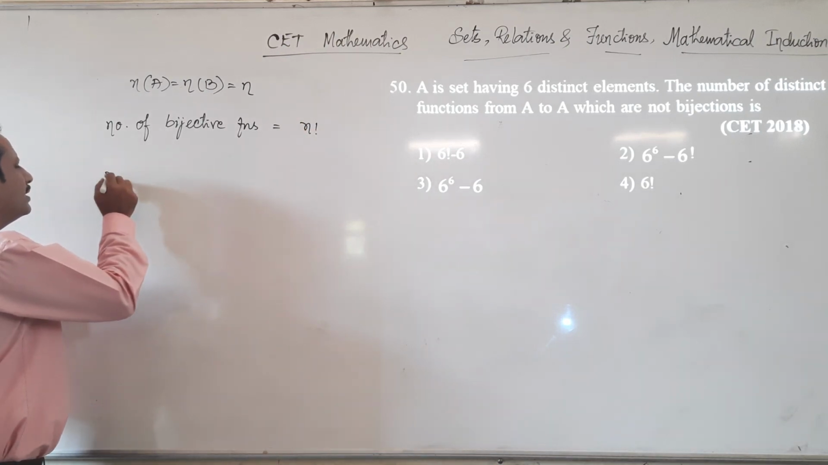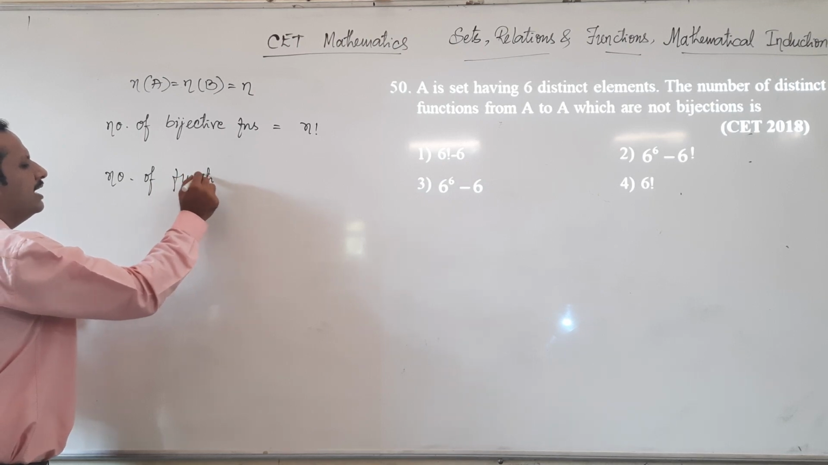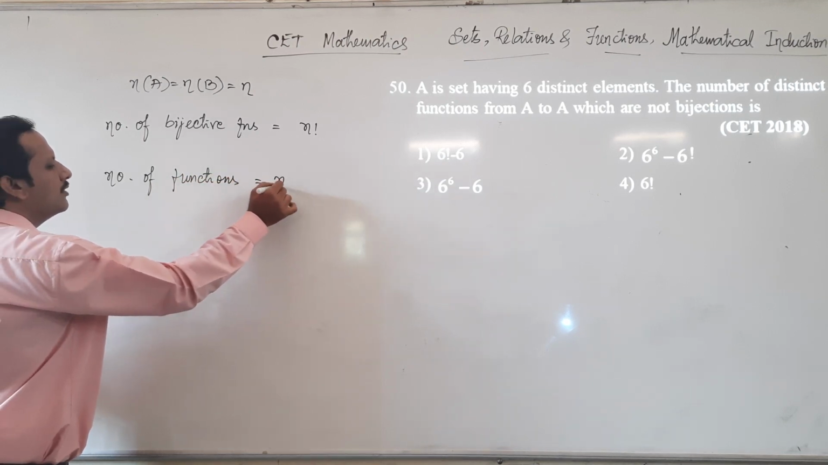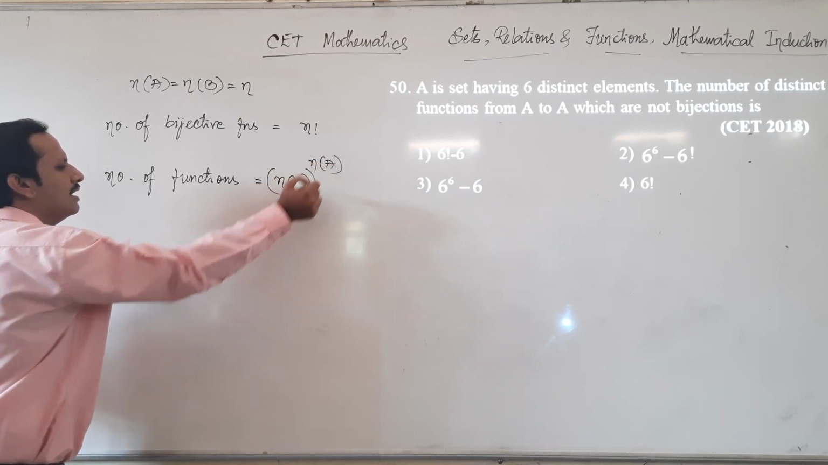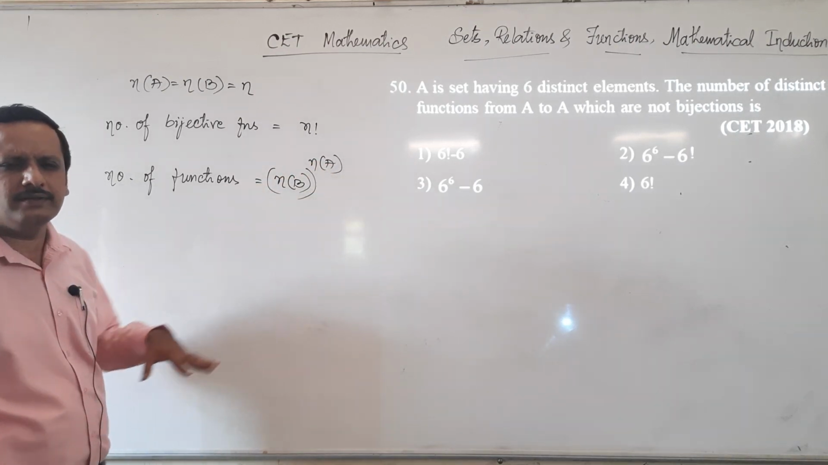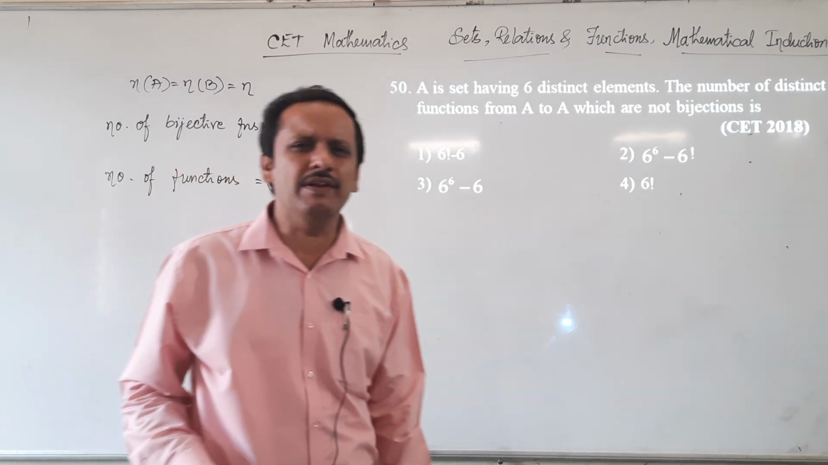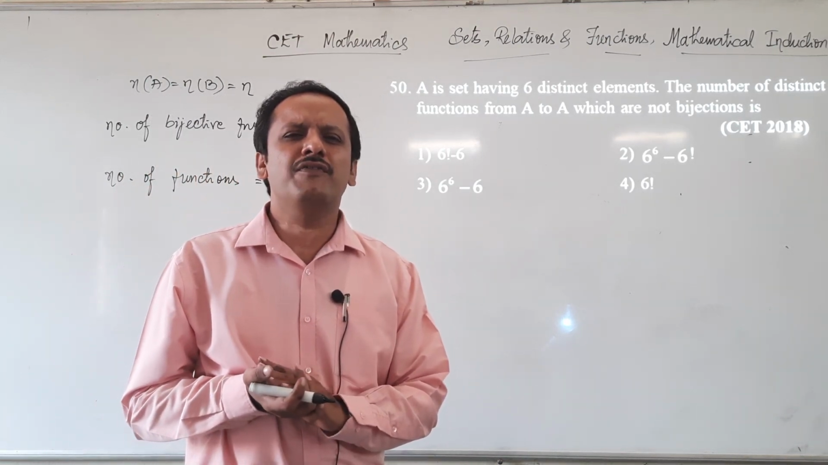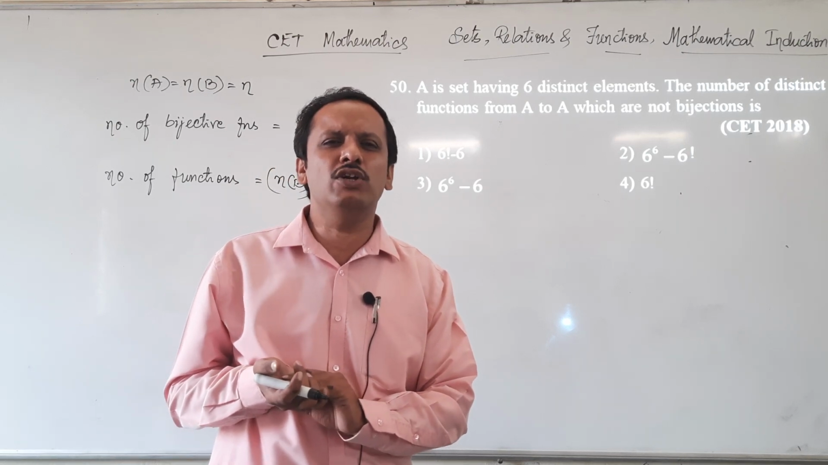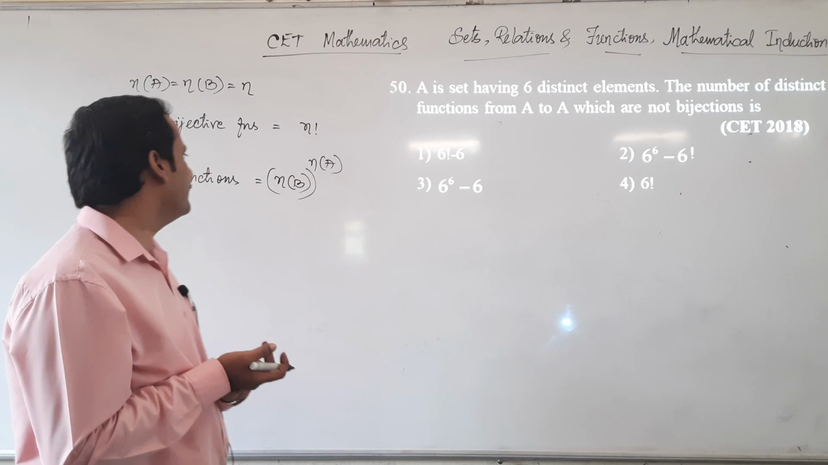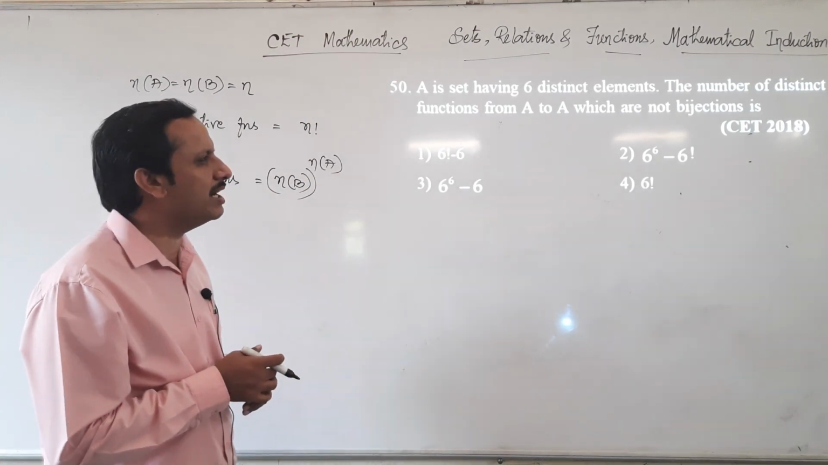Then the number of functions from A to B is equal to n(B) to the power n(A). So A has a certain number of elements, B has another set of certain number of elements. Then the number of functions which can be defined from A to B is n(B) to the power n(A).